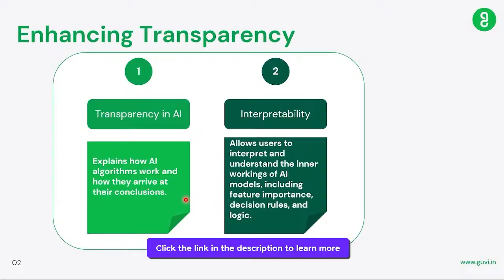Transparent AI systems allow users to understand the inner workings of AI algorithms, including the data inputs, feature importance, and decision processes. This visibility enables stakeholders to gain insights into how AI arrives at its conclusions, promoting trust and confidence in the technology. Moreover, interpretability is a crucial aspect of transparency in AI models. It enables stakeholders to interpret AI-generated insights, making AI more accessible and actionable. When users can interpret and understand AI outputs, they're more likely to trust and act upon those insights in their decision making processes.